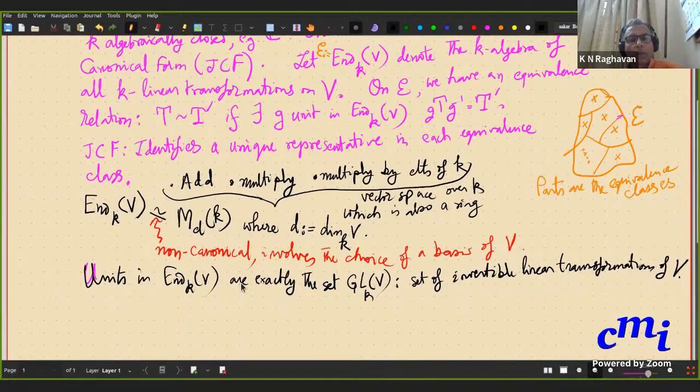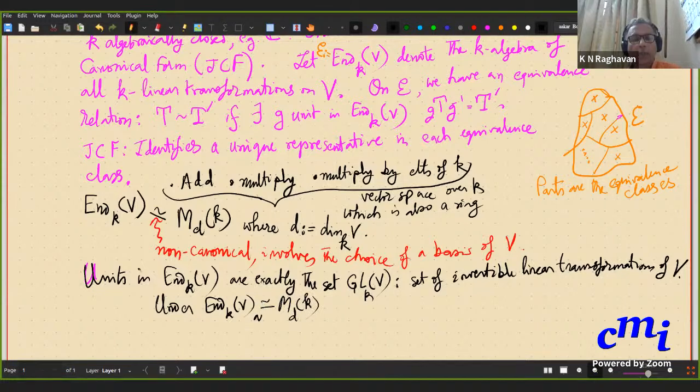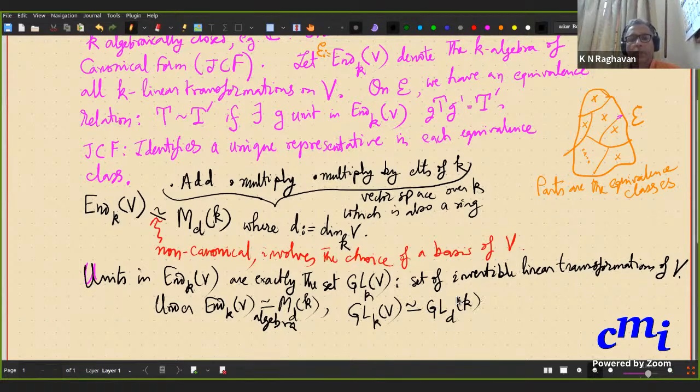Now, when we identify under this identification, now this is an algebra identification, which means it respects addition, it respects multiplication, it respects scalar multiplication. This GL_K(V) gets identified with the set of matrices GL_d(K). So this is by definition the set of d by d matrices over K that are invertible.